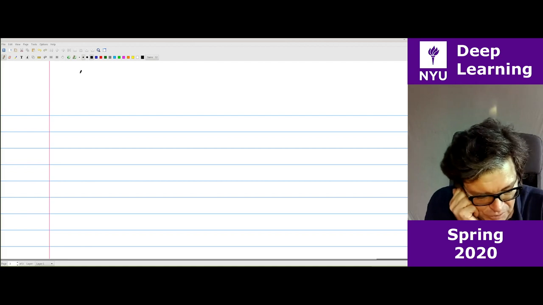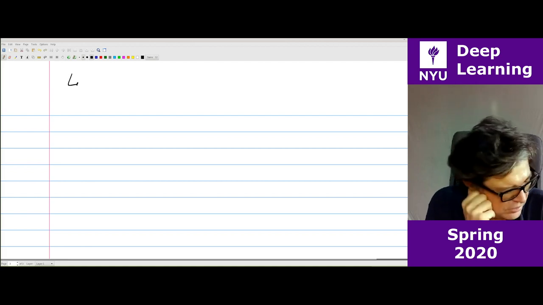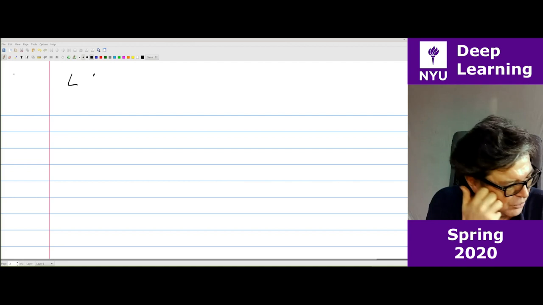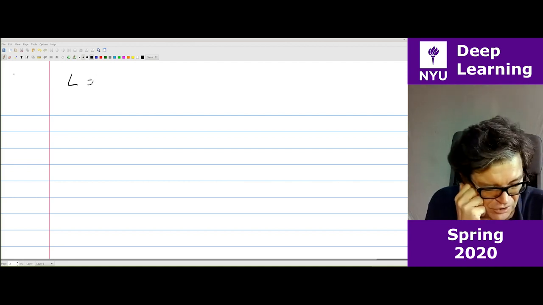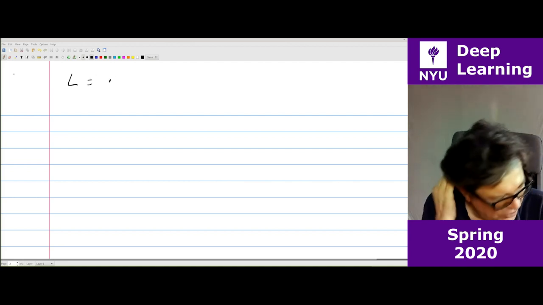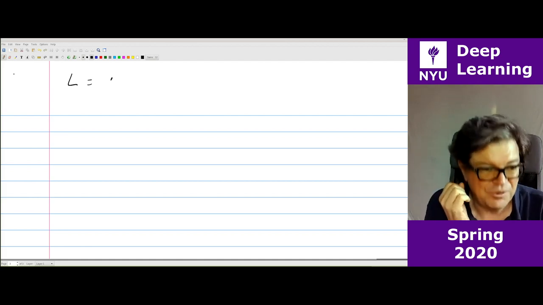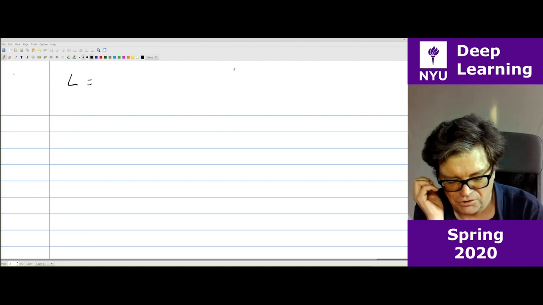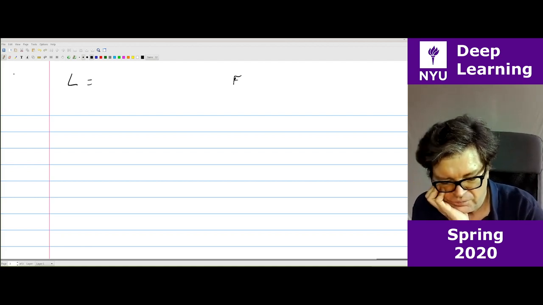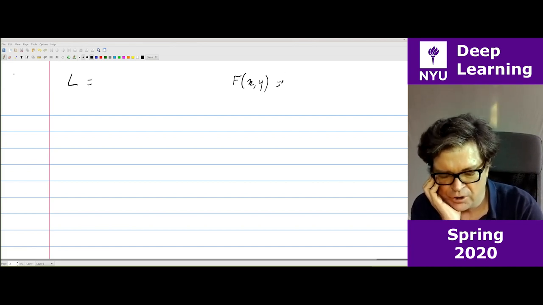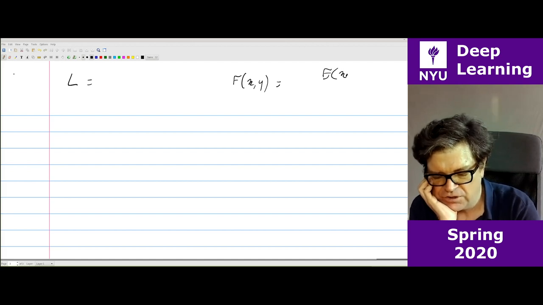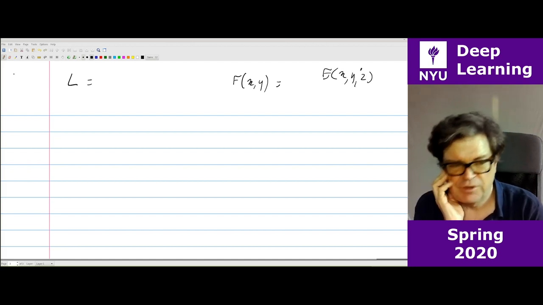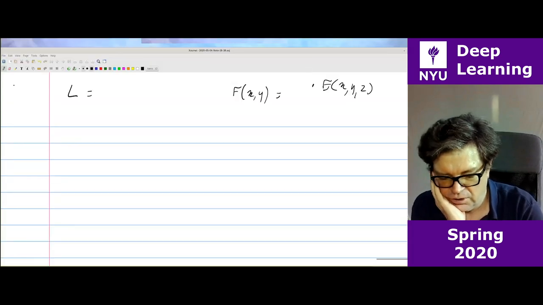So let's say I have some loss function. I'm going to talk about a loss now, not an energy, but it's the same thing. My loss function is a marginalized loss function over a latent variable, right? Remember, I talked about this before. If you have an energy function f of x, y, and you want to derive it from a more elementary energy function, e of x, y, z, by doing the equivalent operation of marginalizing over z's.